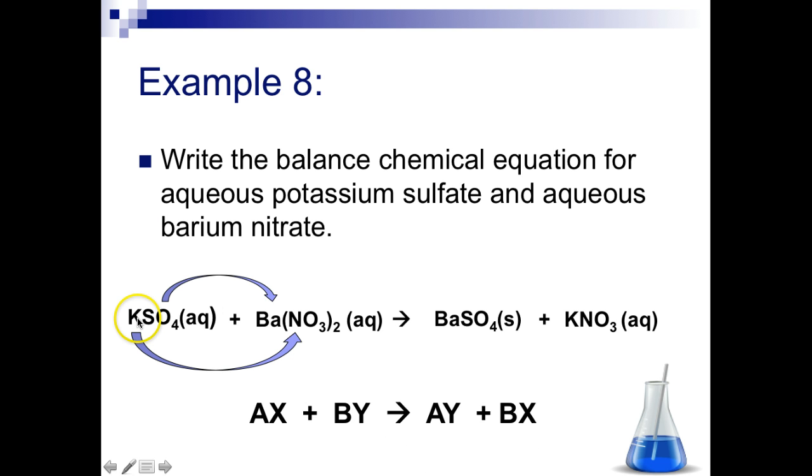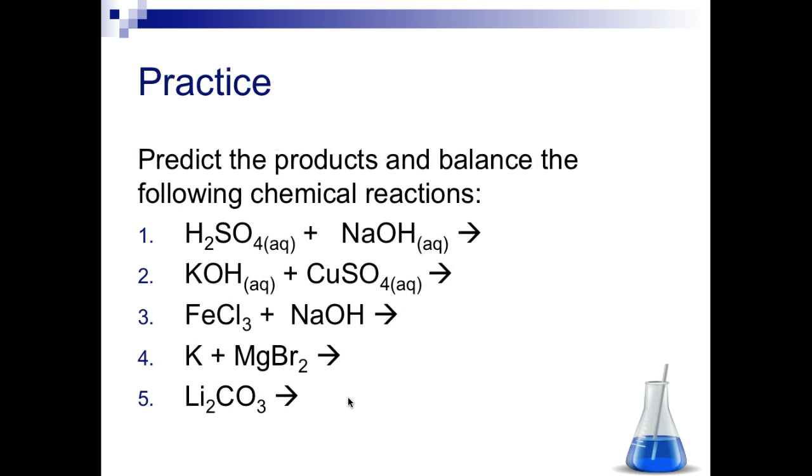Now we have to balance. Okay? 1 K here, 1 K there, we're okay. We have a Ba, 1 Ba, 1 Ba, we're okay. One SO4 group, one SO4 group, okay? We have two NO3 groups over here, so we're going to have to put two NO3 groups over here, okay? So when we have finished and it's correct, that's what it should look like. So let's look at your practice. Pause the video, try all of these, and then we'll check them when you're finished.